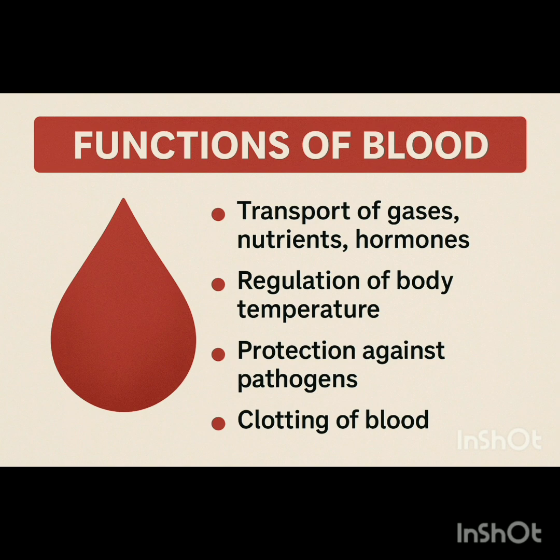3. Protection against pathogens. White blood cells in the blood detect and destroy harmful microorganisms like bacteria and viruses. 4. Clotting of blood. When a blood vessel is injured, platelets and clotting factors in the blood help form clots to prevent excessive bleeding.